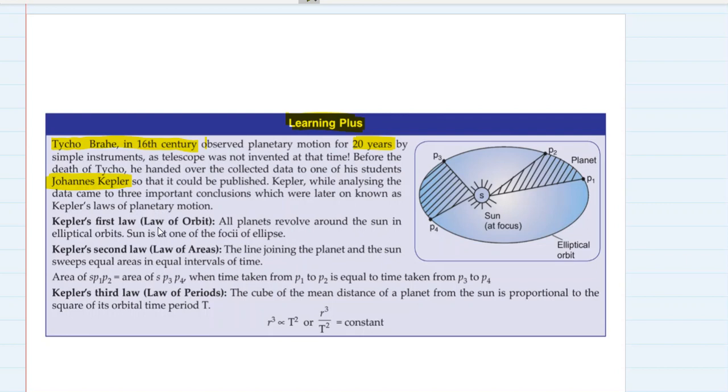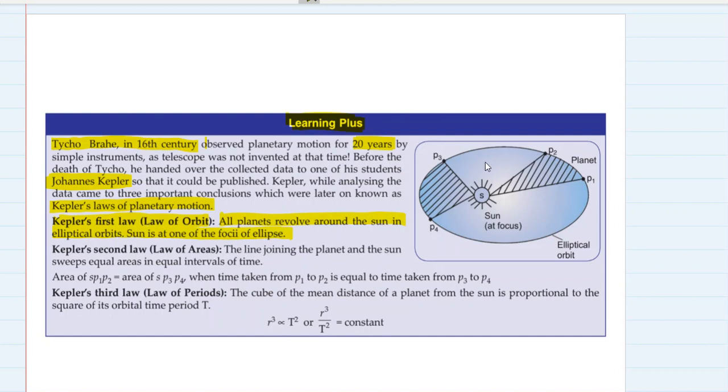He found some patterns, and these three important patterns were later known as Kepler's laws of planetary motion. So before Newton could put forward a universal law of gravitation, it was Johannes Kepler who put forward Kepler's laws of planetary motion. What is the first law of Kepler? Kepler's first law, that is the law of orbits, states that all planets revolve around the sun in elliptical orbits. The sun is at one of the foci of the ellipse.